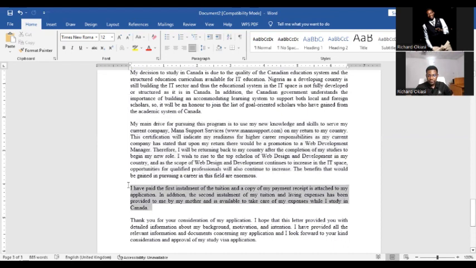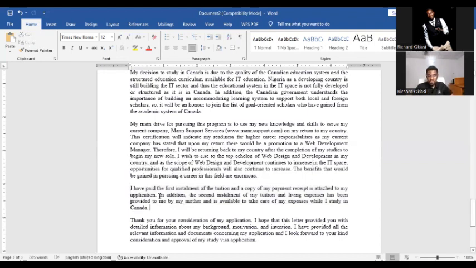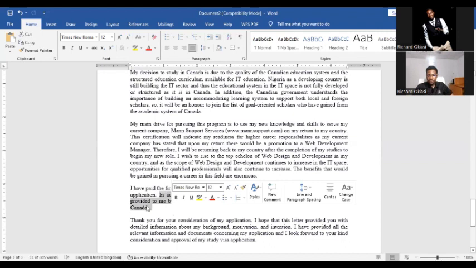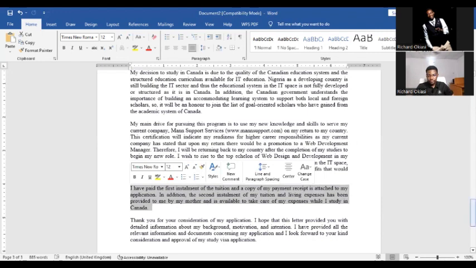Here she talked about her preparedness, but she did it in a different way. She said, I have paid the first installment of the tuition and a copy of my payment receipt is attached to my application, right? So she has paid, and she added a receipt to show proof. And that is outside the proof of funds she showed. So if you also care, you can put in those details here. When you say you've paid, how much exactly did you pay? How much is remaining? How do you plan on getting that remaining fund? You can state all that in this section, right?